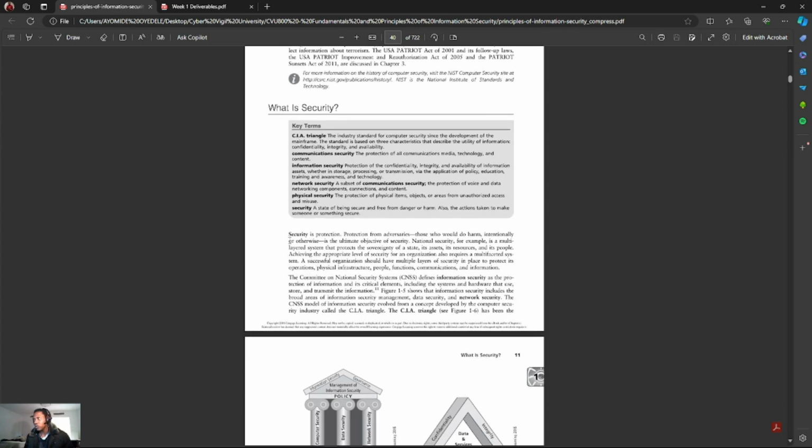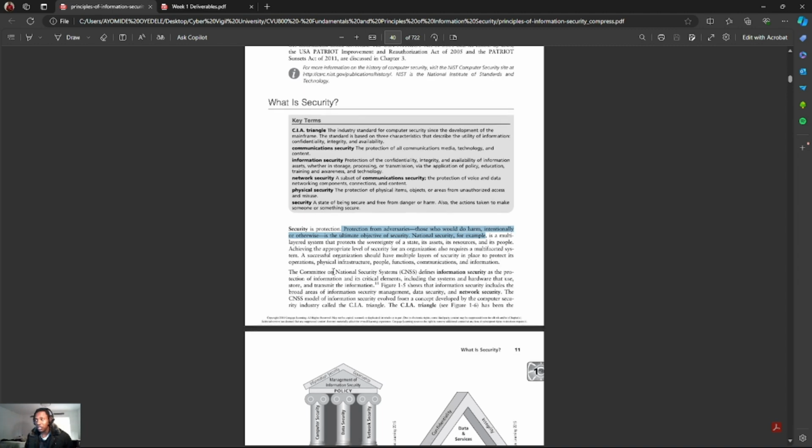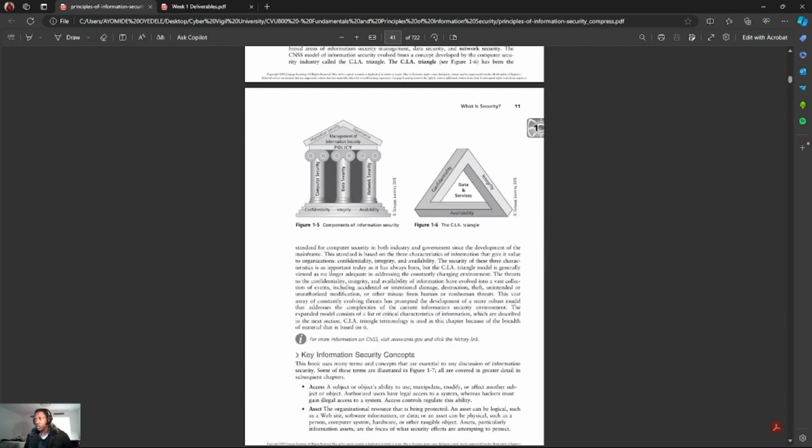Now let's look at what they say. They say security is protection. Simply put, what are we protecting it from? We're protecting from adversaries, those who will do harm intentionally or otherwise. So we could have intentional adversaries and unintentional adversaries. We have unintentional threats, and we also have intentional threats.